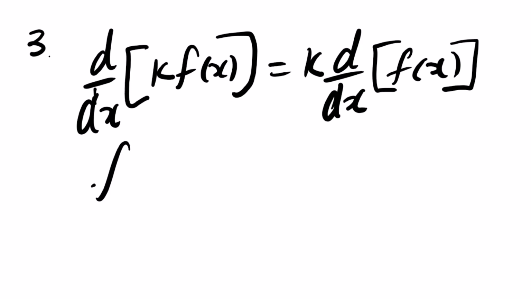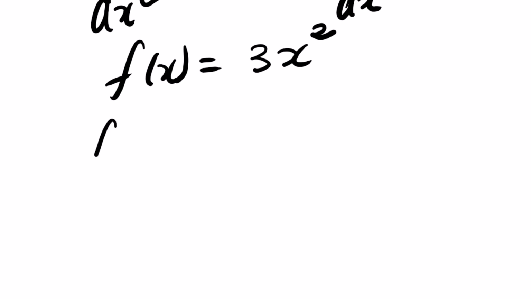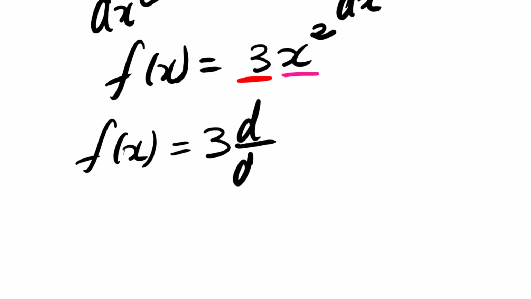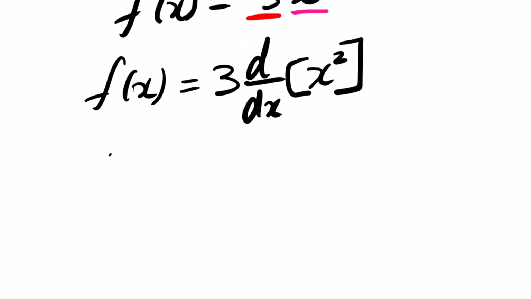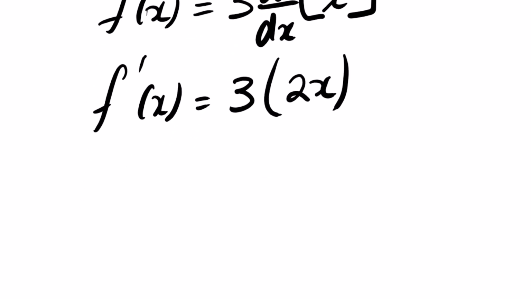Now for example, suppose we have this function. For the derivative of this function, we start by separating our constant. This is our constant, this is our function. Then we derive, so we have 3. The derivative of x squared is 2x. Then from there, 3 multiplied by 2 is 6x.